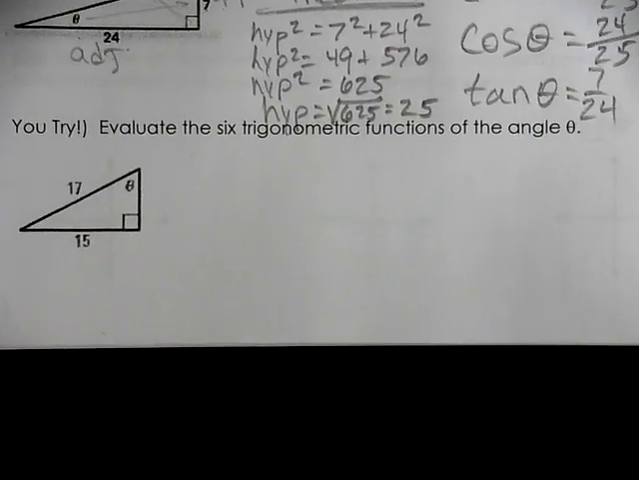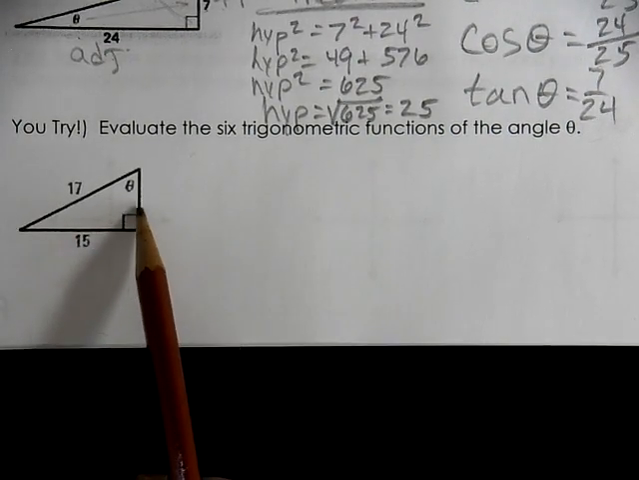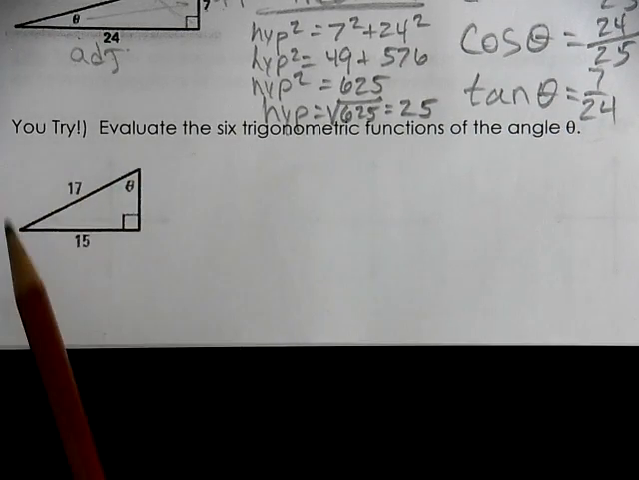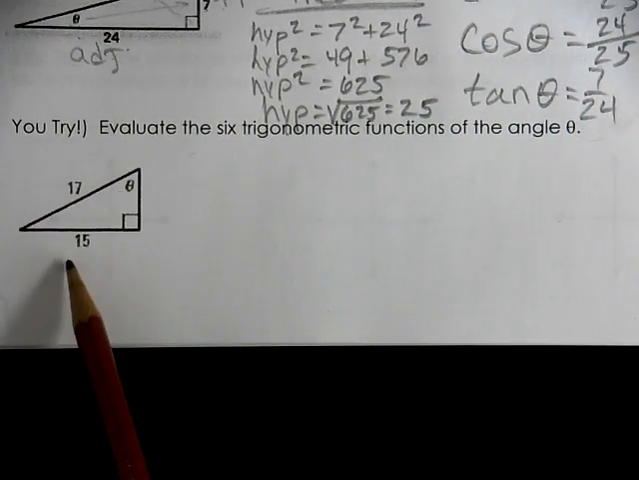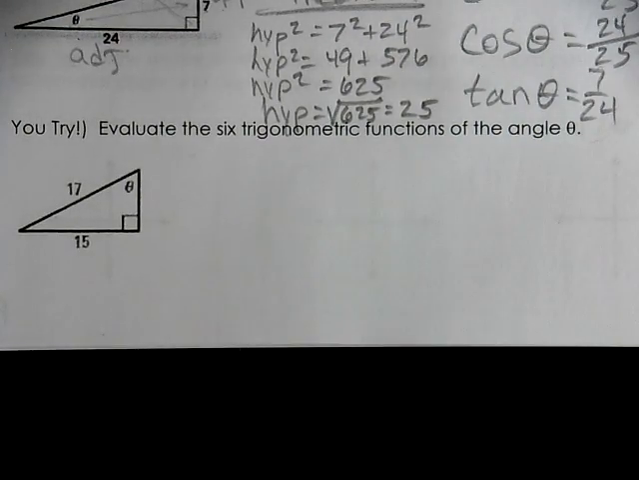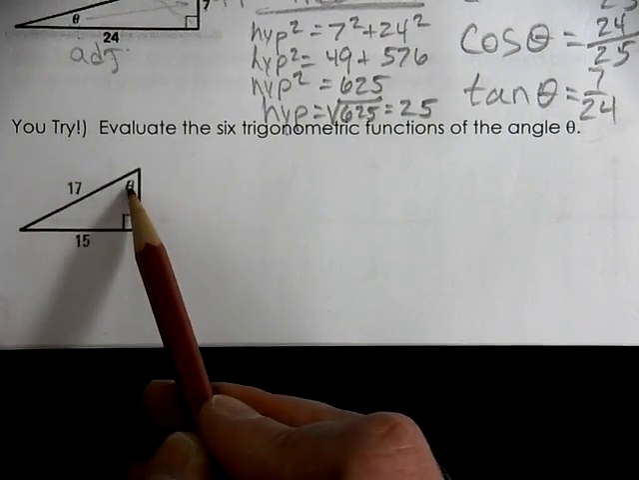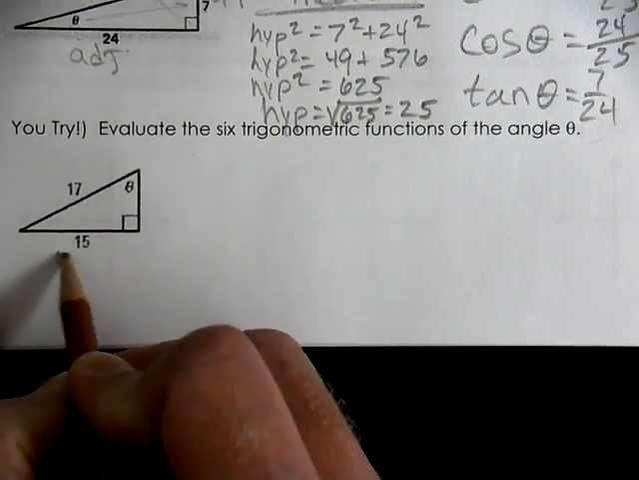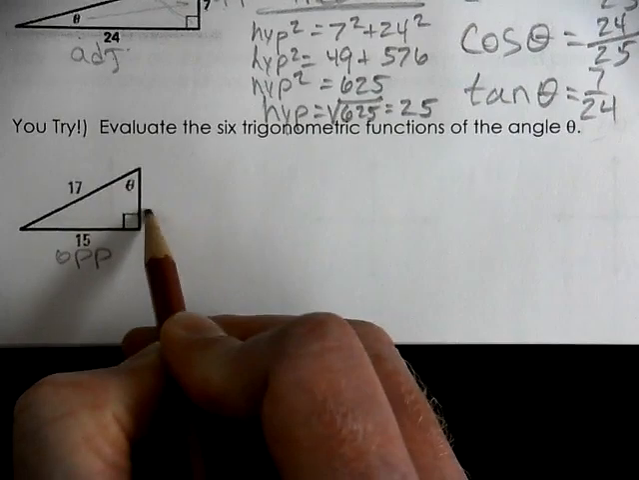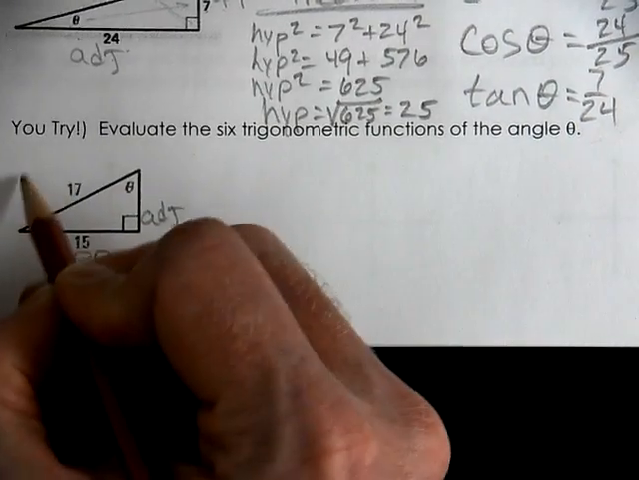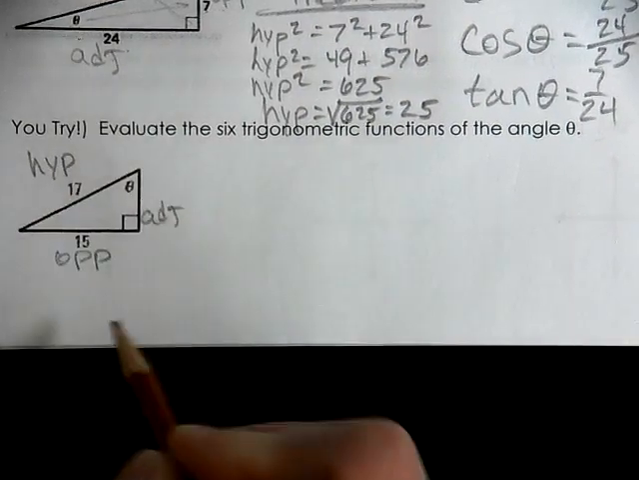Now we have one for you to try. So you can pause the video and try to come up with your 6 trig ratios for this triangle with theta being across from 15. Here we see the opposite of theta is going to be the 15. Adjacent will be next to the theta, and across from the 90 is the hypotenuse.